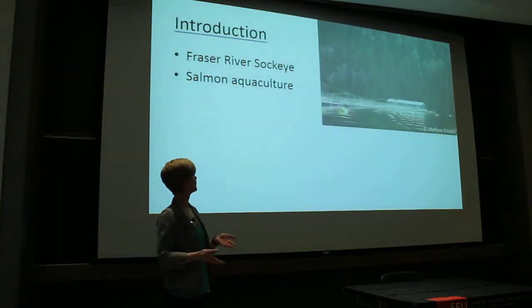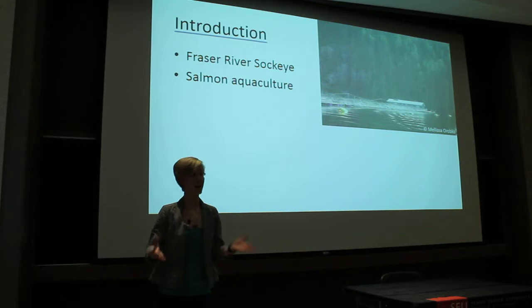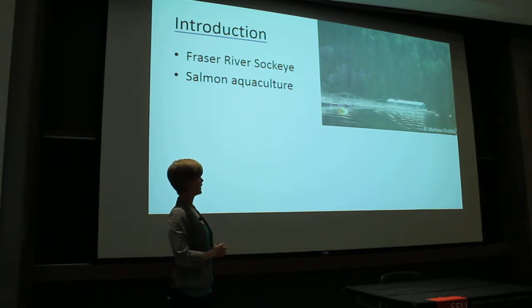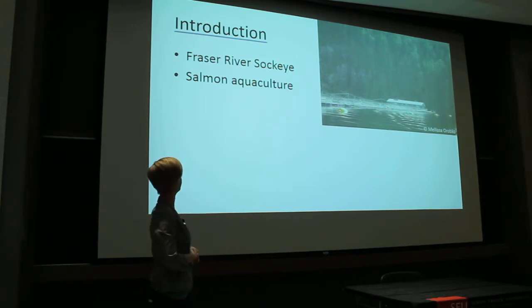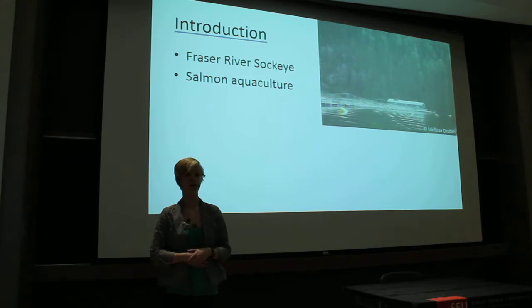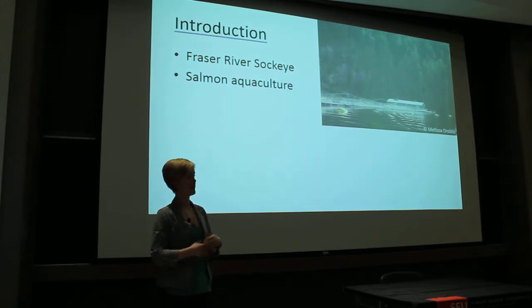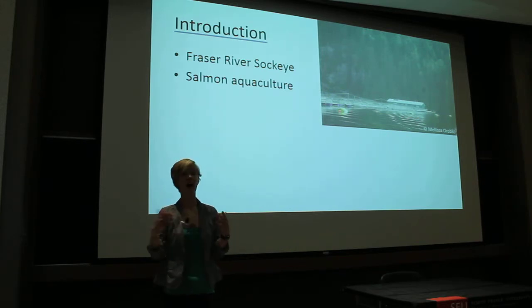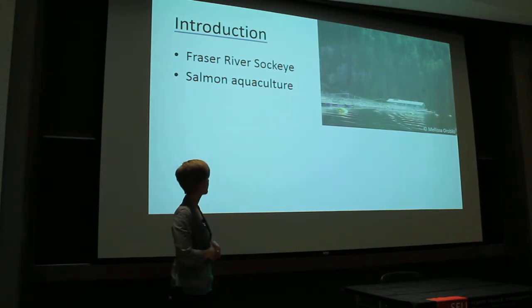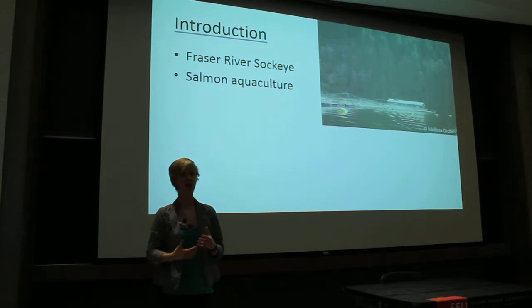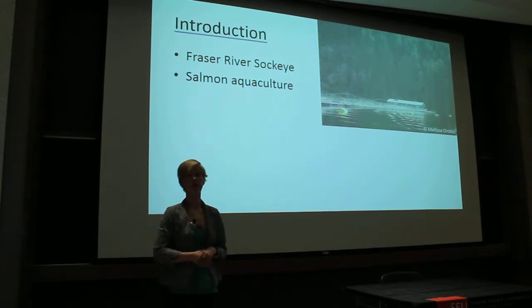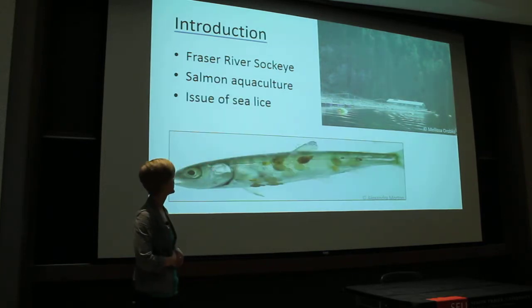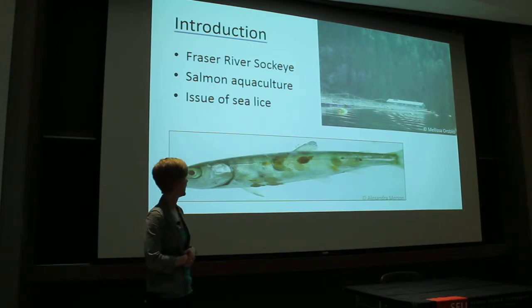So first, we have Fraser River Sockeye. They're very iconic, very well known to BC. They have a lot of cultural, economic, and research purposes, but they've been in trouble recently because of salmon aquaculture. It took off and became very popular in the mid-80s. It went from about 10 fish farms to about 180 in the area, and they brought a lot of negative ecological effects along with them. The one that I'm focusing on is the issue of sea lice.